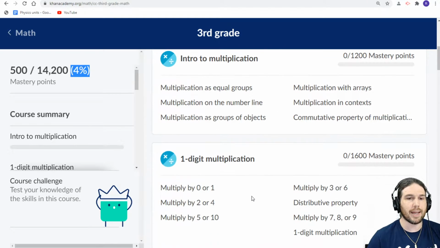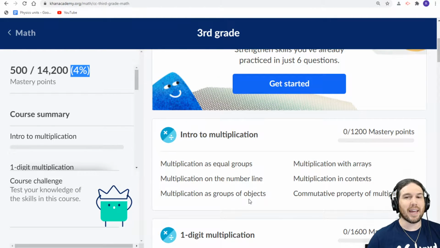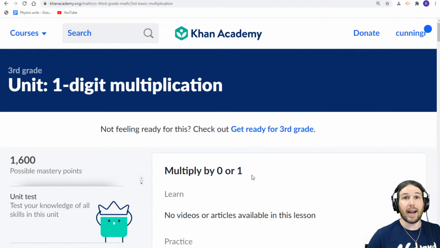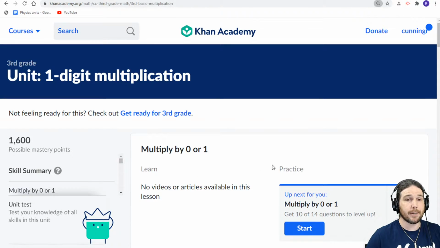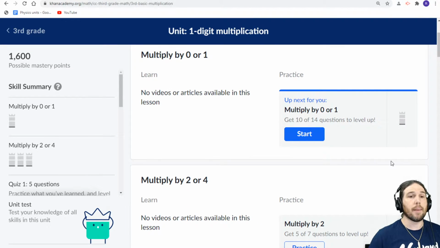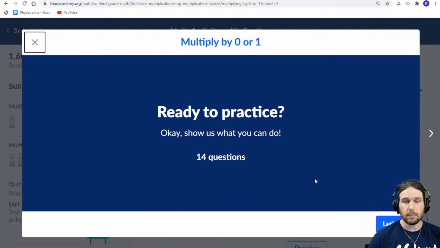So we're going to go ahead, and I think I don't need a calculator or my whiteboard to do one-digit multiplication. I really, really hope that I can do one-digit multiplication in my head without the need of anything like that. Okay, so first thing, this will be very easy. Multiply by 0 or 1.